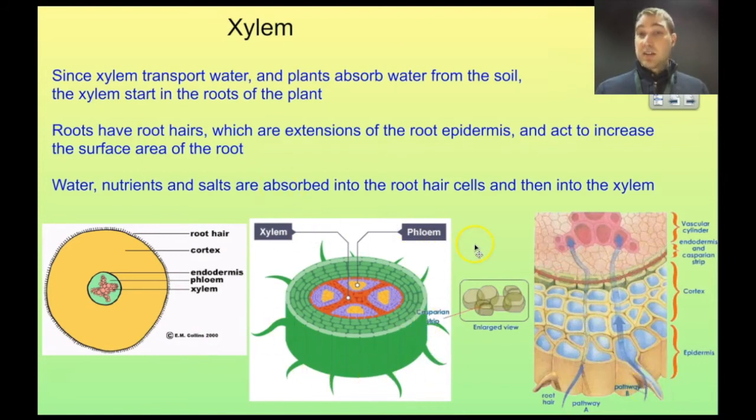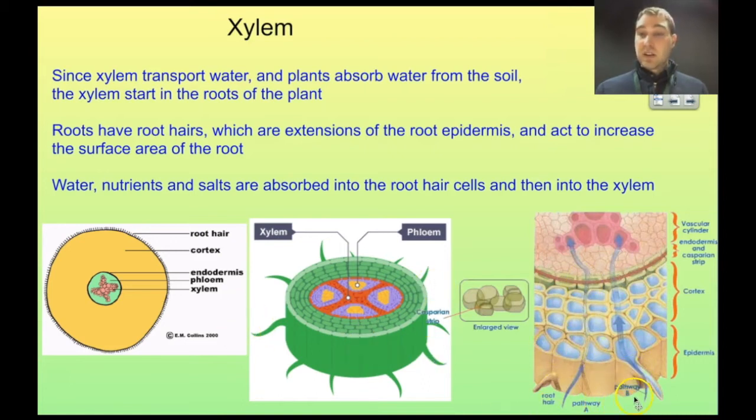These root hairs are extensions of the epidermal cells surrounding the root, and their job is to increase the surface area of the root. So again, we're seeing how increasing a surface area can increase the rate of absorption. In this case, we're absorbing water, minerals, and other nutrients from the soil. So by having these root hairs, we get a larger surface area.